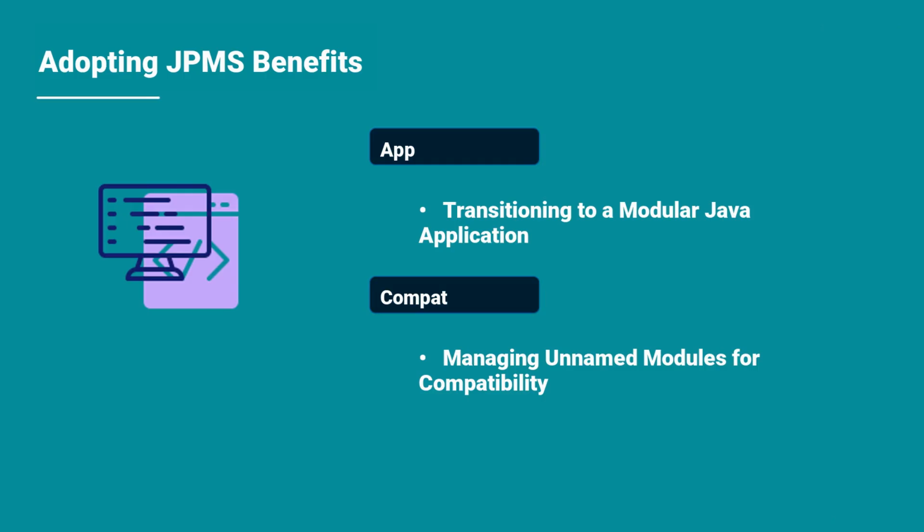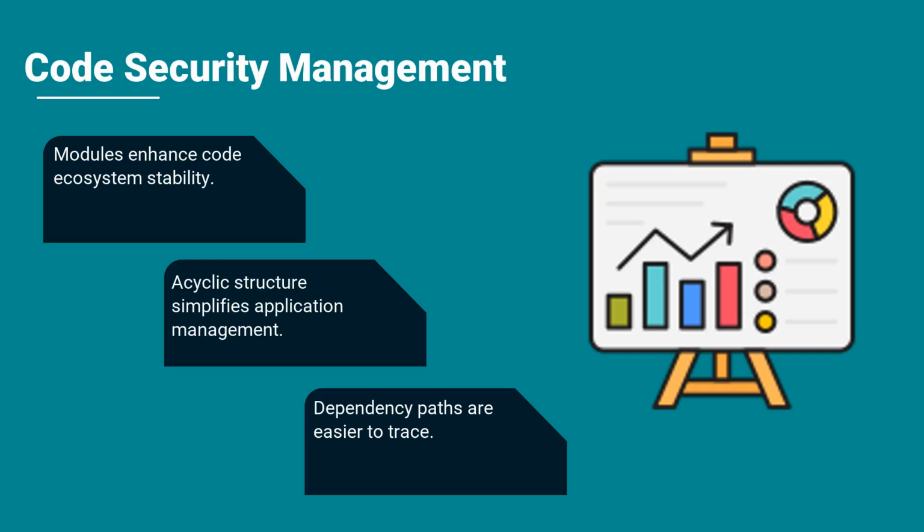As we delve deeper into the JPMS, it's vital to recognize that it establishes a more secure code ecosystem. Because each module defines its accessibility rules, vulnerabilities caused by external access to internal functions can be mitigated. Additionally, it constructs an acyclic module graph, preventing cyclic dependencies that can complicate application structure and maintenance. When managing larger applications, knowing the dependency paths becomes crucial, and eliminating cycles makes things much more manageable.